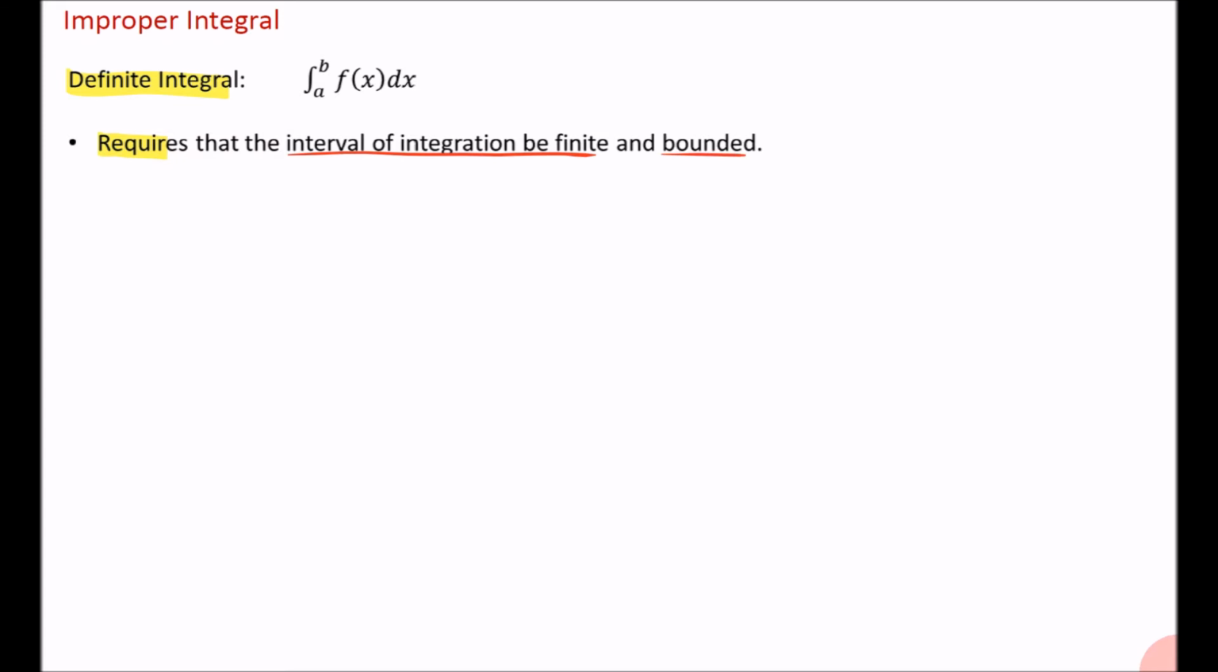Now, we could extend our definite integral, integrate from a to b of f(x) dx, to include infinite intervals.